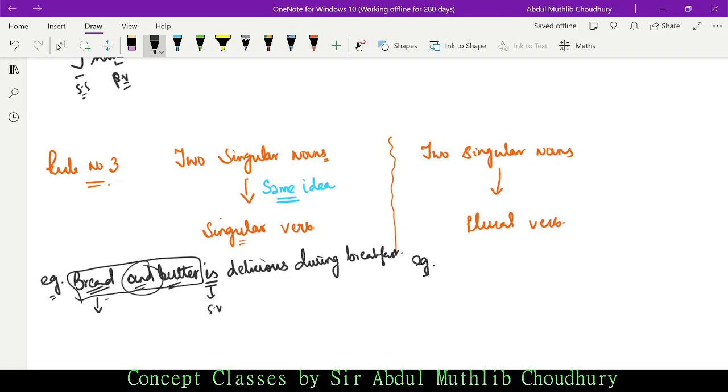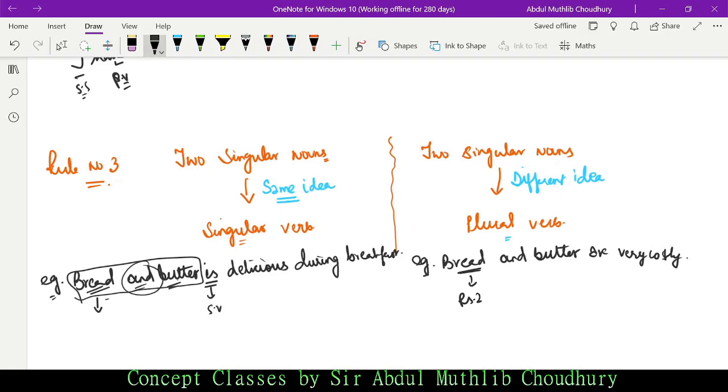So two singular nouns with the same idea is singular verb, whereas two singular nouns with different idea will have plural verb. Now let me give an example with the same example. Now just look at the difference. Now when the idea changes, the verb also changes. Bread and butter are very expensive, or let me add the word costly.